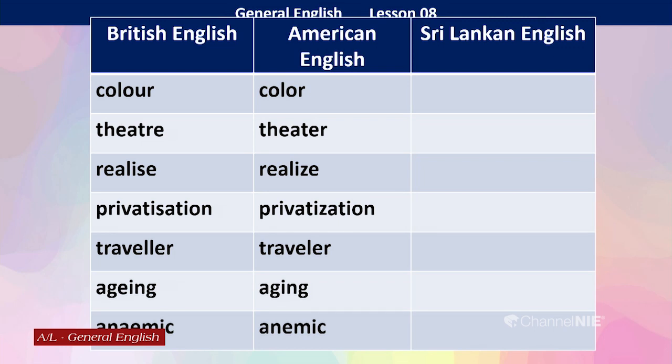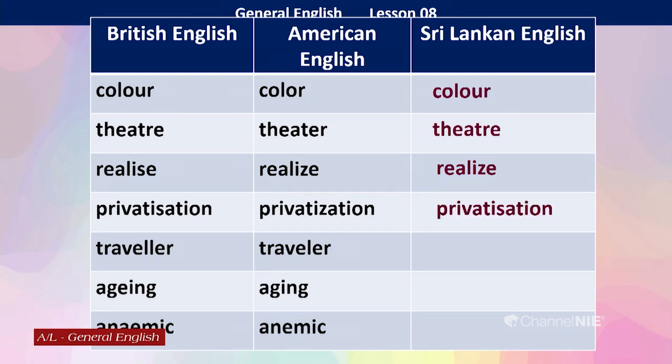Colour, C-O-L-O-U-R. In American English, it is C-O-L-O-R. They have omitted the U. So, in Sri Lanka, we use the British one, C-O-L-O-U-R. Then theatre, same pronunciation but different spellings. T-H-E-A-T-R-E in British English. Then in American English, T-H-E-A-T-E-R, and in Sri Lanka, we use the British way of spelling it. Then realise, in British English, the last two letters are S-E, in American English, Z-E, and in Sri Lanka, we use mostly Z-E. Then privatisation, there you can find S-A in the middle, but in American English, Z-A, and in Sri Lanka we use S-A, privatisation.